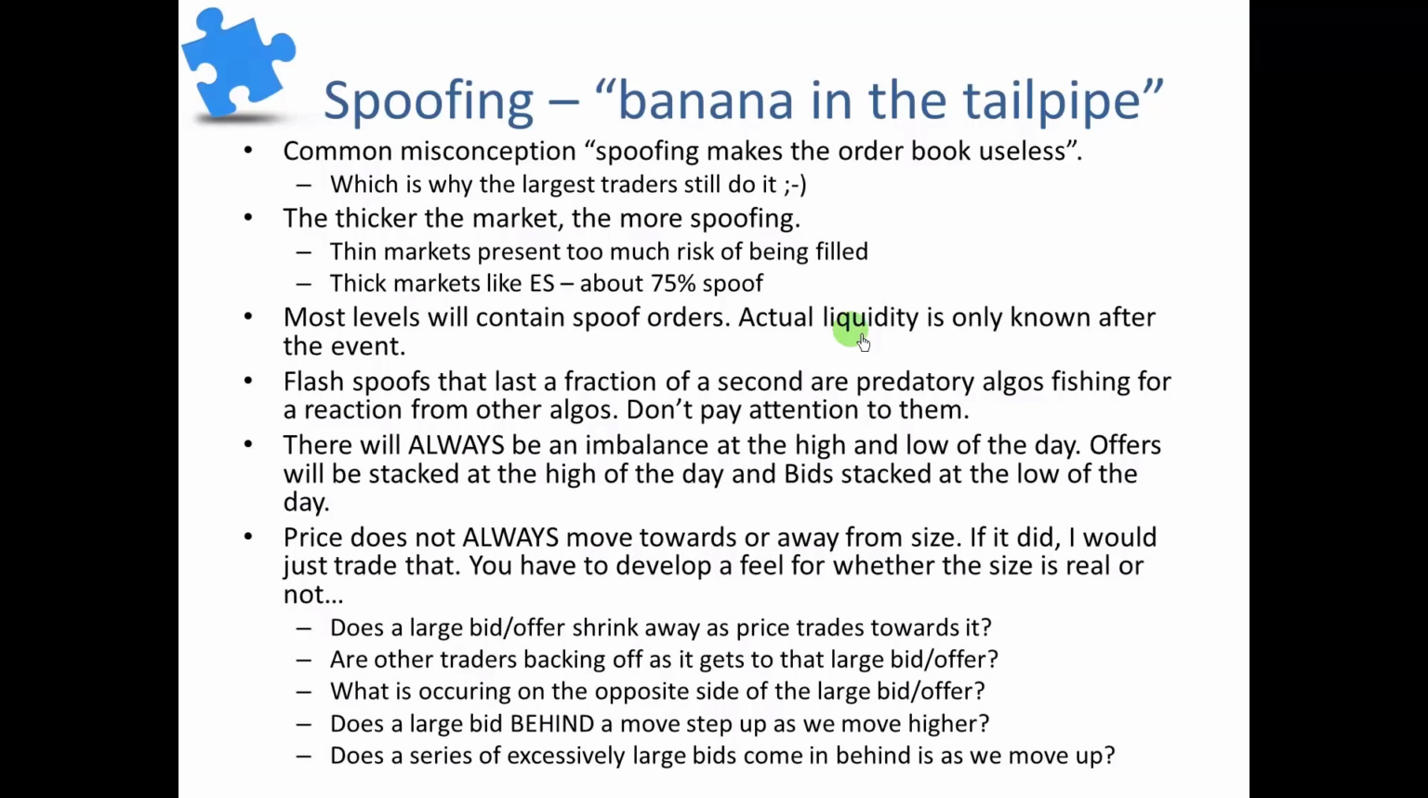Now, spoofing large size on the bid shouldn't be confused with an imbalance on the order book at the high or low of the day or at an area of support or resistance. We talked about this last time. It's just a natural phenomenon that at the high, offers are going to be stacked, at the low, bids are going to be stacked, and the same for support and resistance. Can't read too much into it. So you focus more on excessive size at other places in the market.